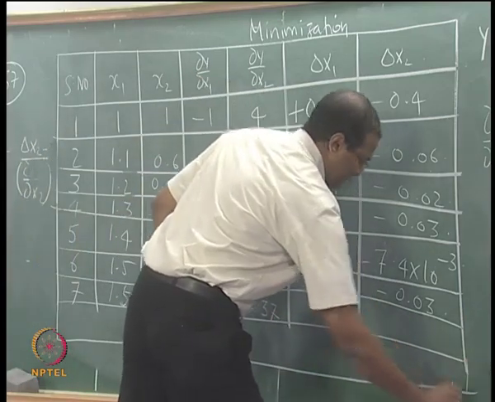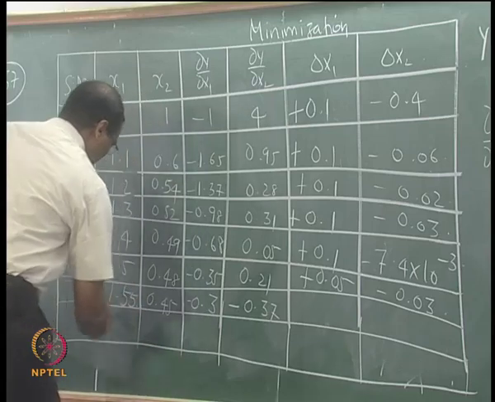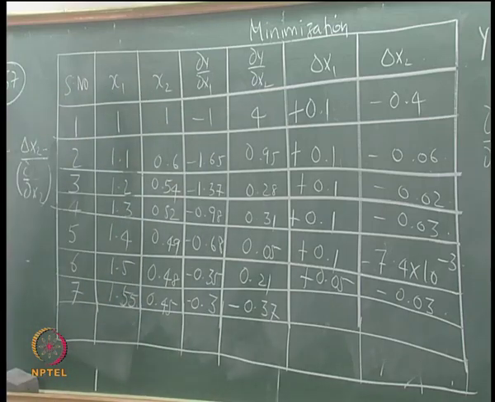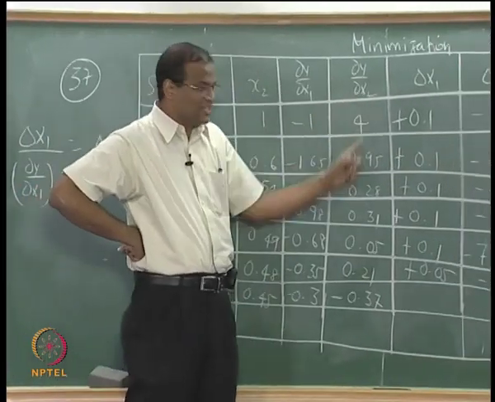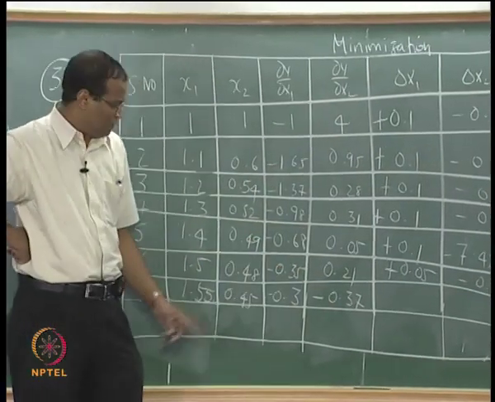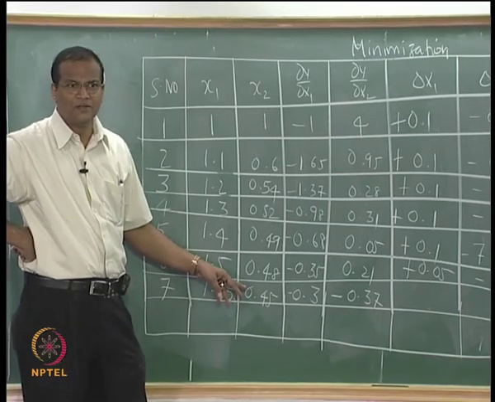Wait here. Now for the first time dy by dx2 is changing sign, right? Please look at the board. For the first time dy by dx2 is changing sign. It is telling us that we have overshot the answer. What is the actual answer? 0.455 something.